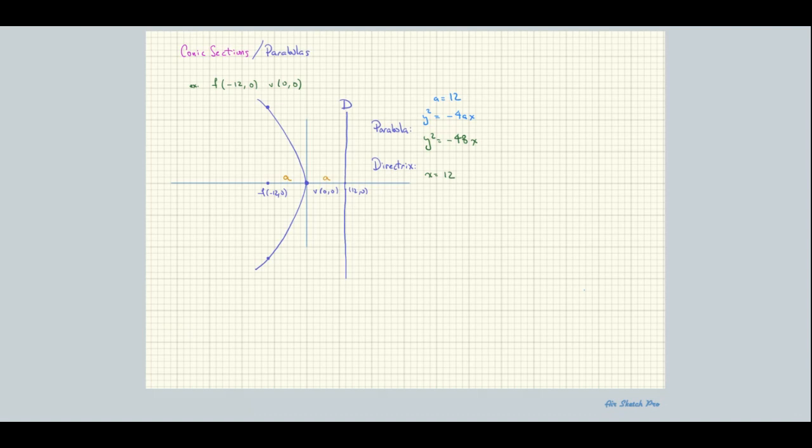Okay. Let's do one more that looks kind of weird, that moves the vertex from the origin. And then I'm going to do as many of these applied examples as I can get through. Probably just 2. One more, though. So here we go.